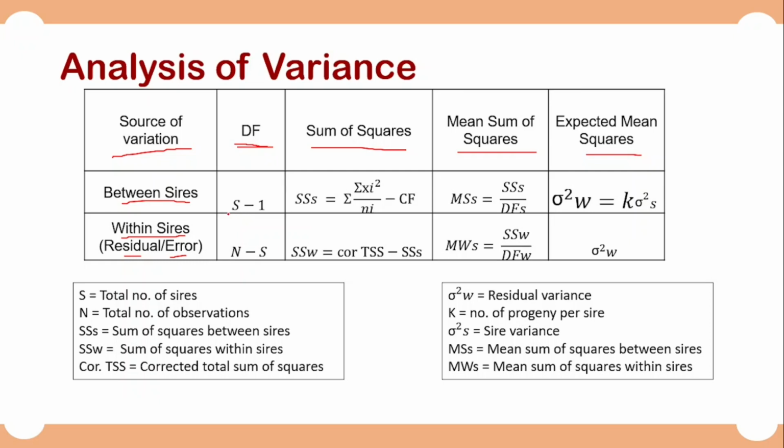To calculate the degrees of freedom for between sires, the formula is s minus 1. Okay, here s is for total number of sires.